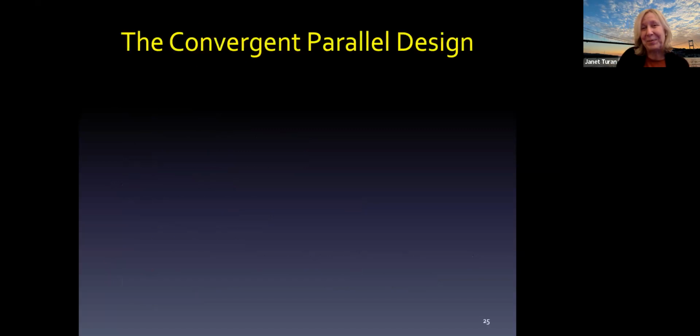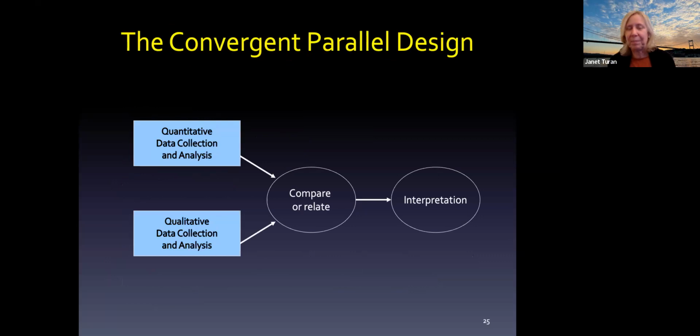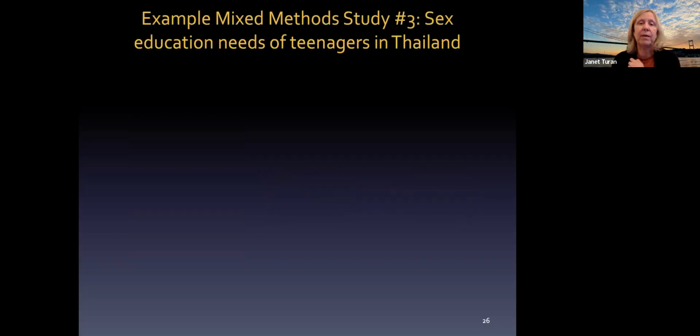So jumping into these, this is what is called the convergent parallel design, or similar names. Basically what you're doing here is quantitative data collection and analysis pretty much simultaneously. At the same time, you're doing qualitative data collection and analysis. Then after doing the analysis independently, you bring them together, compare or relate the results, and then move on to interpretation and meta inferences. So this is a common design.